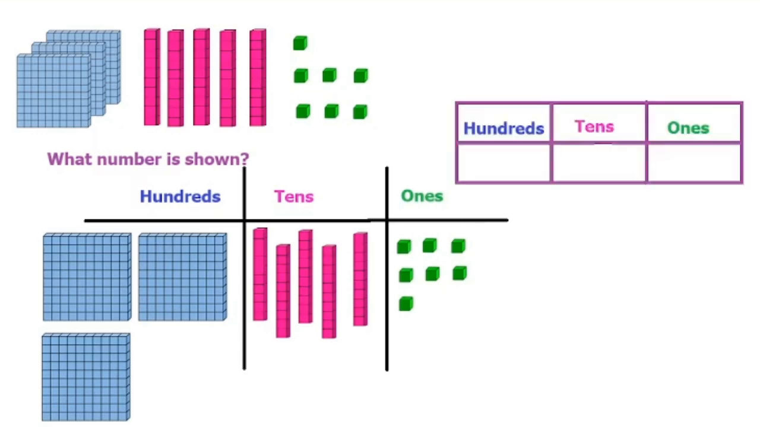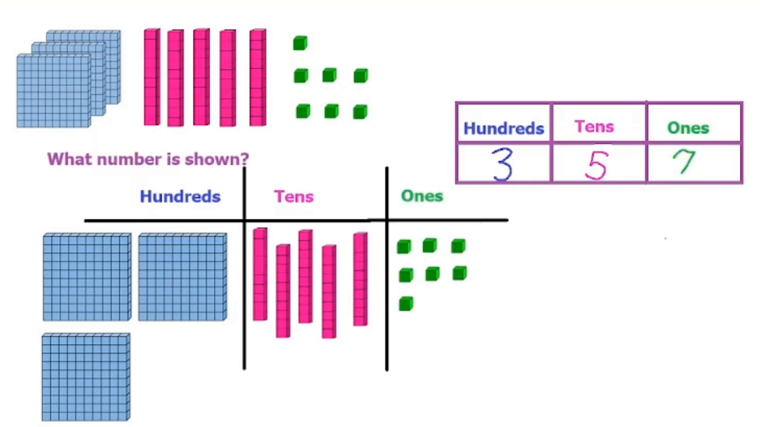And we could always use our little chart to write in the number. So we know that we have 300s. So we can write that in. So here we would put 3. In the tens we have 1, 2, 3, 4, 5. So in the tens we could put 5. And how many ones do we have? 1, 2, 3, 4, 5, 6, 7. We have 7 ones. So we could put 7 in here.